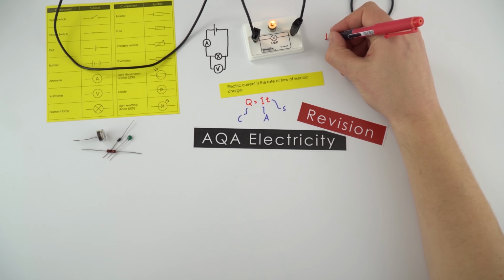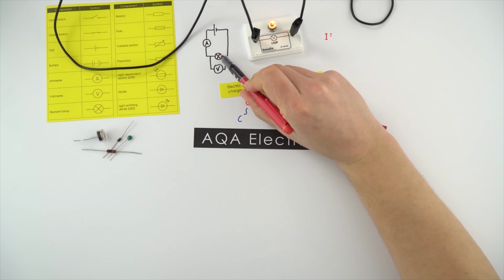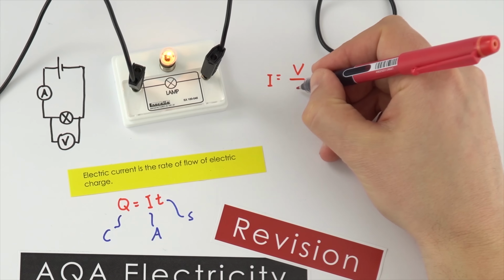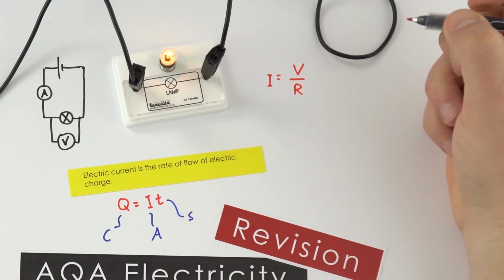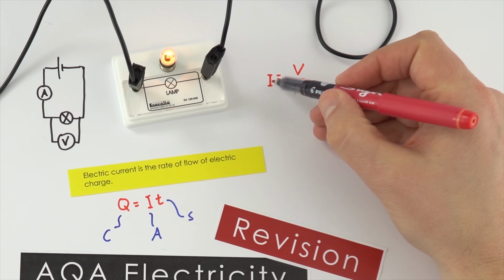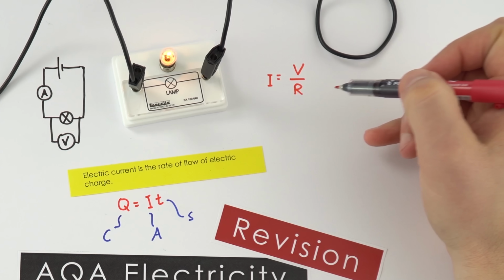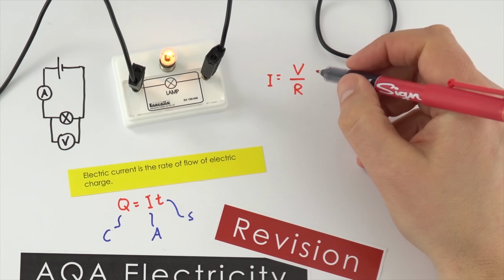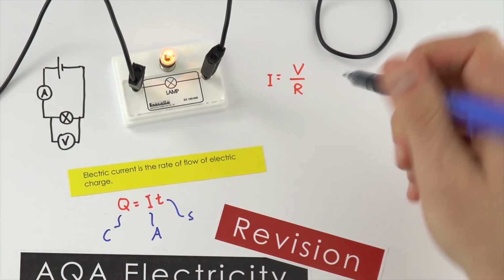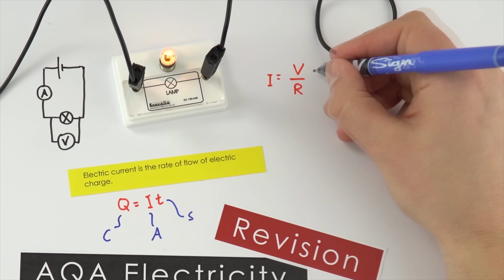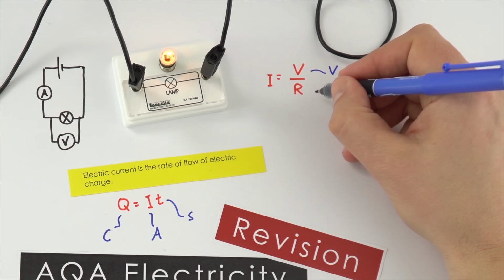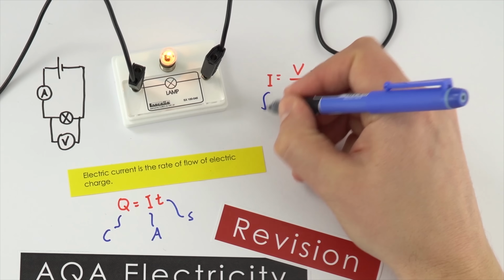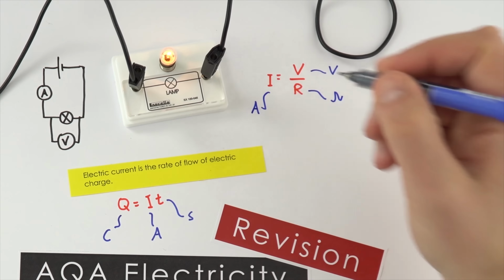Now we can also think of this electric current which is going through a component. It depends upon the potential difference across it, V, and also the resistance of that component. Effectively, we're going to have a bigger current flowing if you've got a bigger potential difference, but if you have a bigger resistance, that reduces the current. And what we have here is V stands for our potential difference, and this is measured in volts. R is the resistance measured in ohms, and then once again, the current is measured in amps.